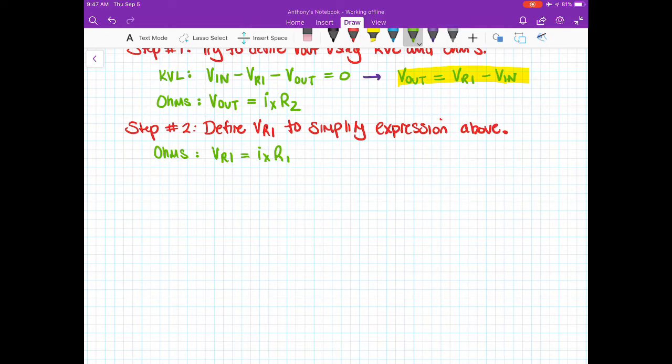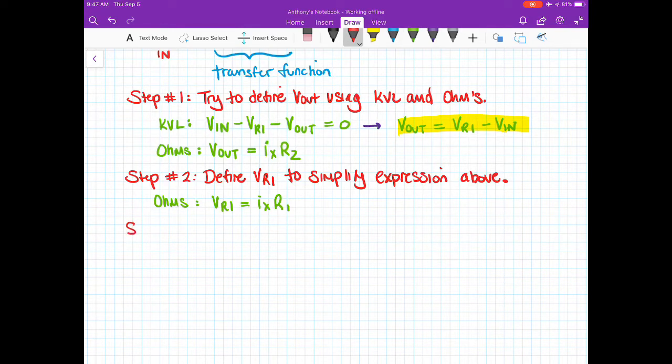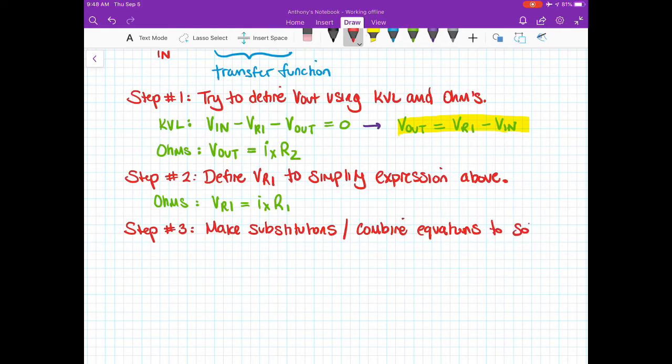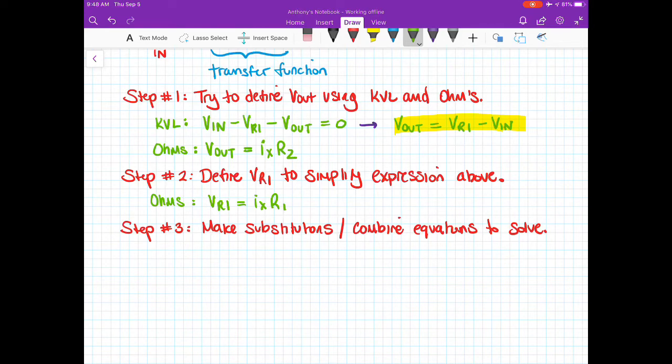And so is that helpful to us? Yes, it is. So we can make a couple substitutions here that will help us solve. All right, so let's show what those substitutions might be. So step 3, make substitutions or combine equations to solve. All right. So let's start off using the highlighted expression. So we know that V out equals VR1 minus V in.